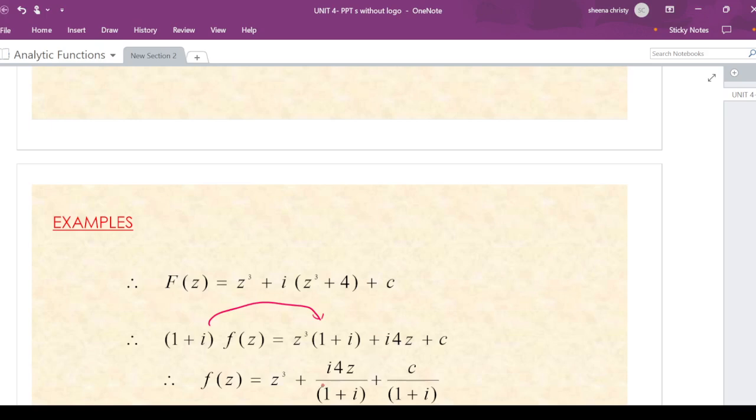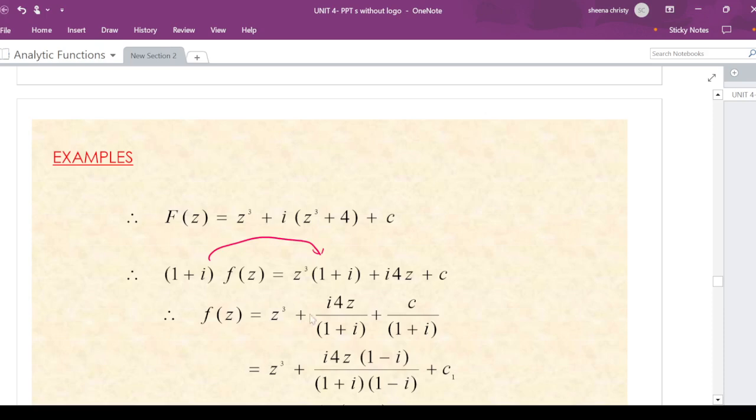So it will go into the denominator. Therefore, z cube into (1 plus i) divided by (1 plus i), plus i times 4z divided by (1 plus i), plus c by (1 plus i). So 1 plus i and 1 plus i from the first term get cancelled, and you have z cube plus i times 4z divided by (1 plus i) plus c by (1 plus i).